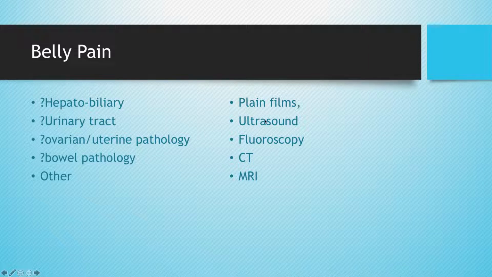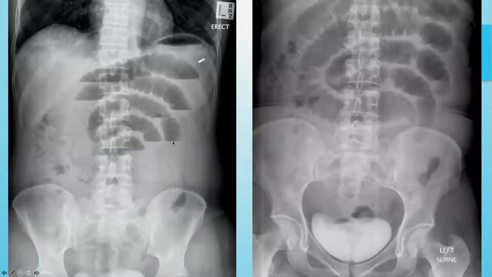Plain films, ultrasound, fluoroscopy, and CT would tend to be more utilized in this situation. MR would play a smaller role. So I'll just use a few clinical examples to illustrate. So who is going to tell me what these films are showing?